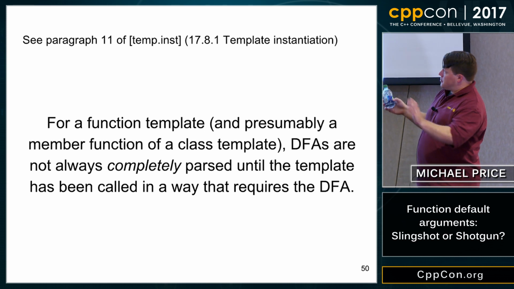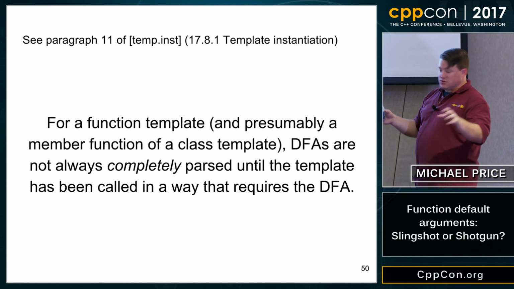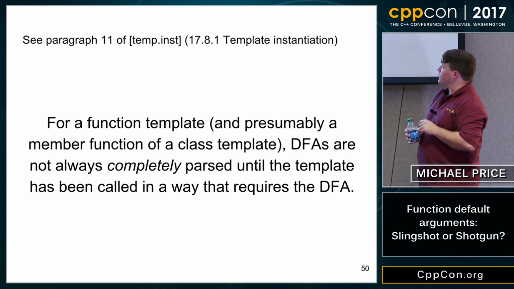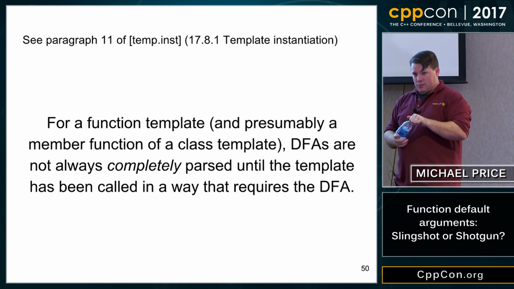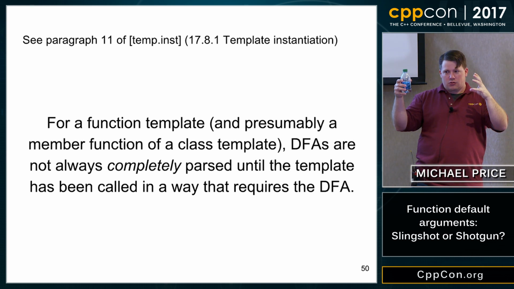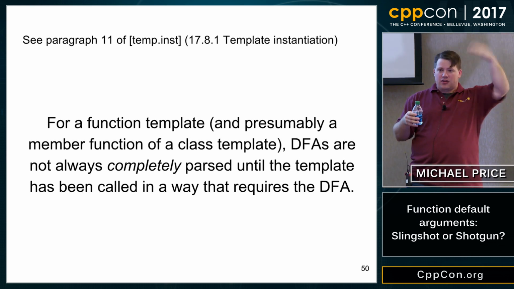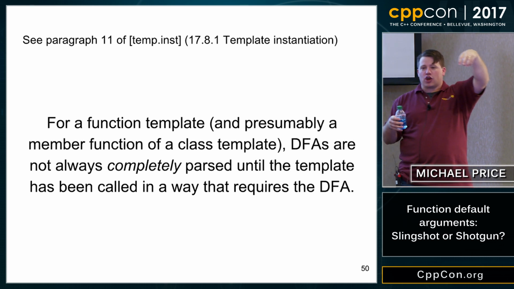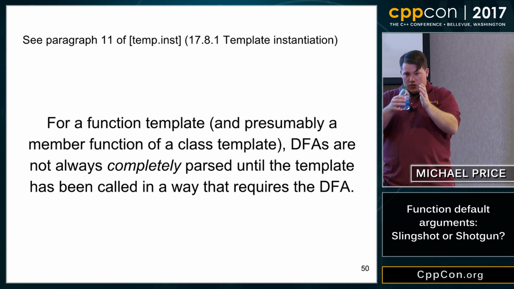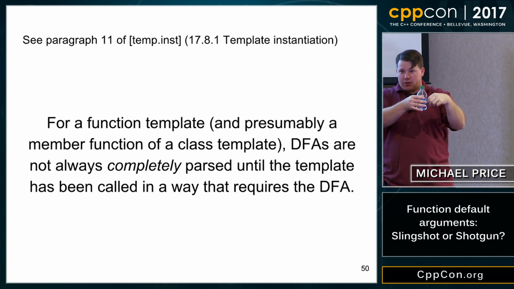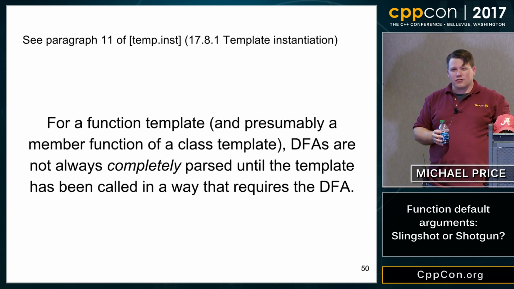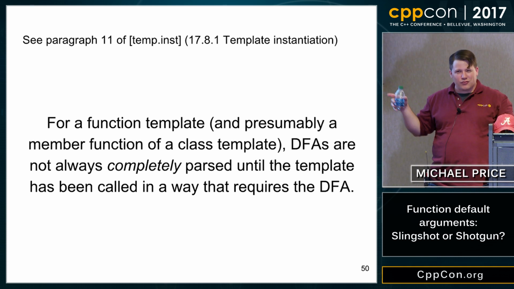For a function template, and presumably a member function of any class templates, default arguments are not always completely parsed until the template has been called in a way that requires the default argument. So it may not parse the full expression completely until you've instantiated the template and have required the default argument. You've called that function template with no arguments, or you have to substitute them in, right? So this sounds an awful lot like two-phase lookup problems, right?